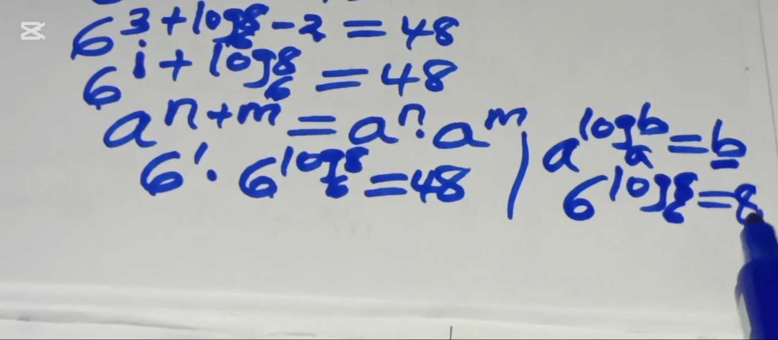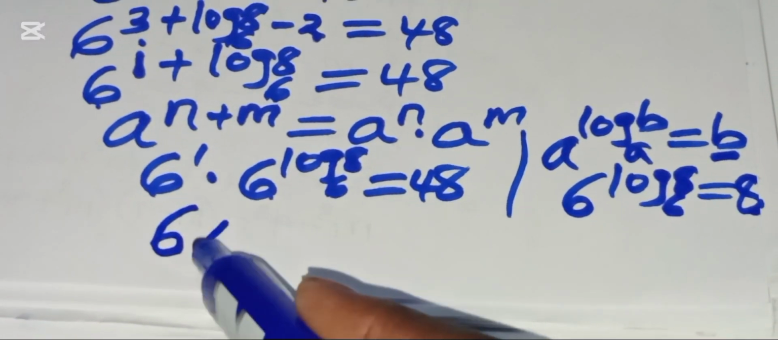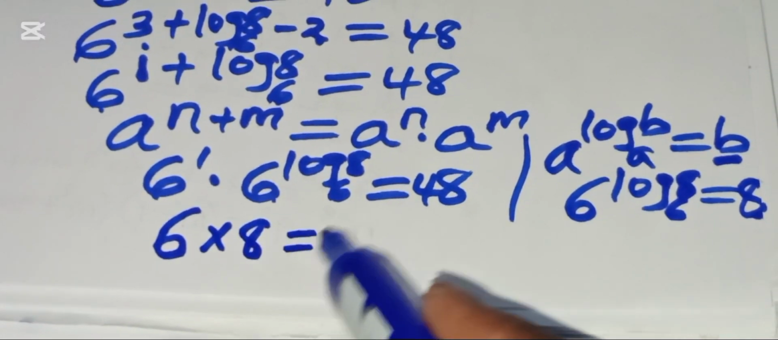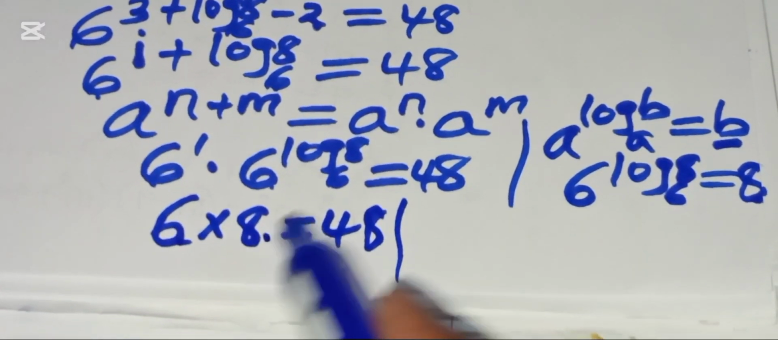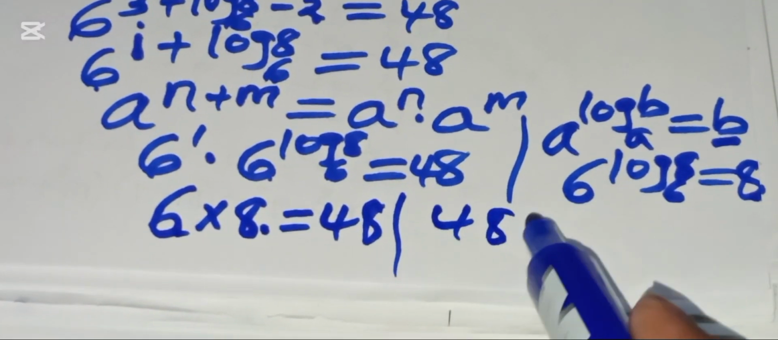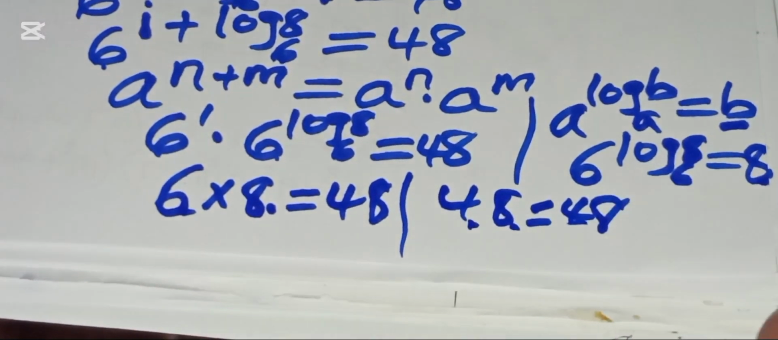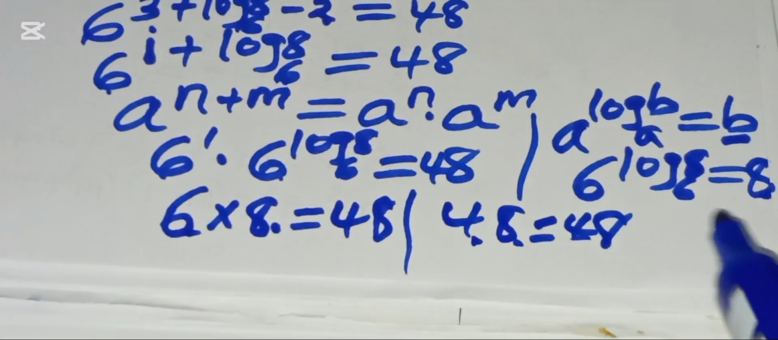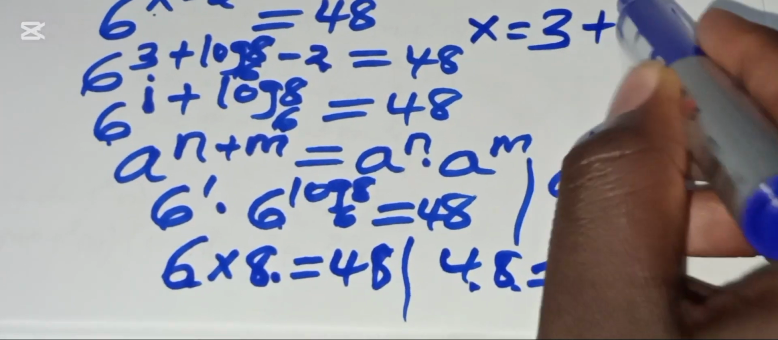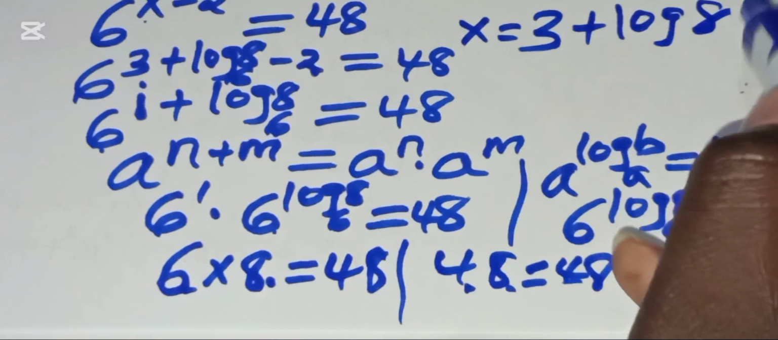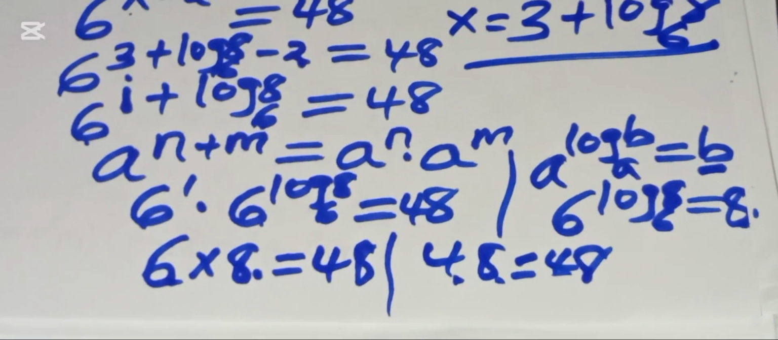So let's substitute this 8 back into the equation. This is the same thing as 6 multiplied by 8. This is supposed to give us a value of 48. And it's true, 6 times 8 is equal to 48, which is equal to 48. So that means that the value of x, which is equal to 3 plus log 8 to base 6, satisfies the equation.